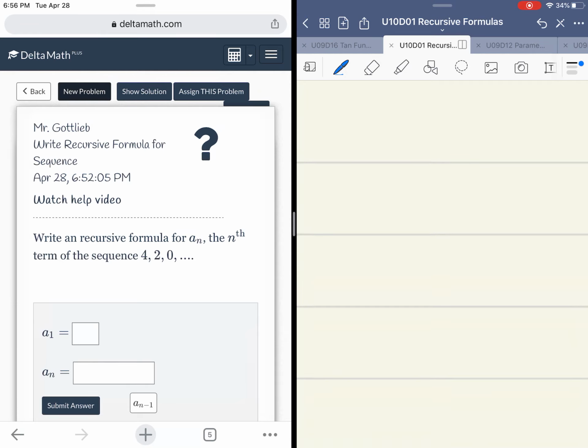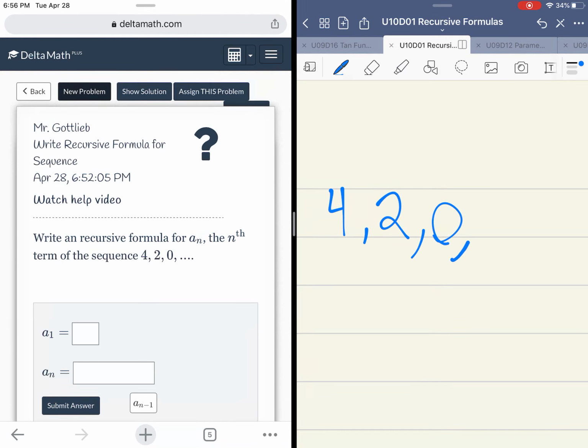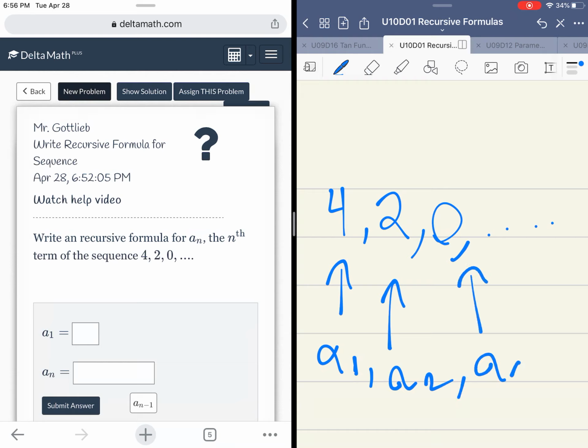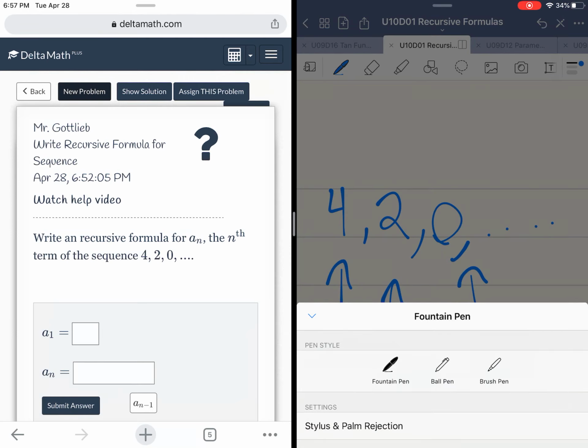So first, we're given a sequence, and the sequence is 4, 2, and 0. It's a sequence, so there's some sort of a rule that we're looking for here. This is our first term, A1, this is our second term, A2, and this is our third term, A3. Now, there's a rule to get from one term to the next, so we can think of a few ways, and it has to work for both of them.